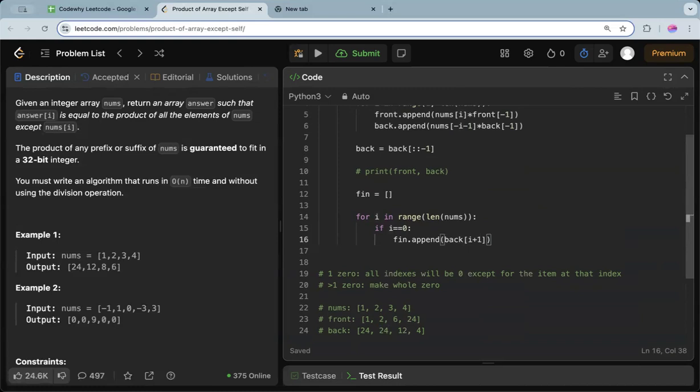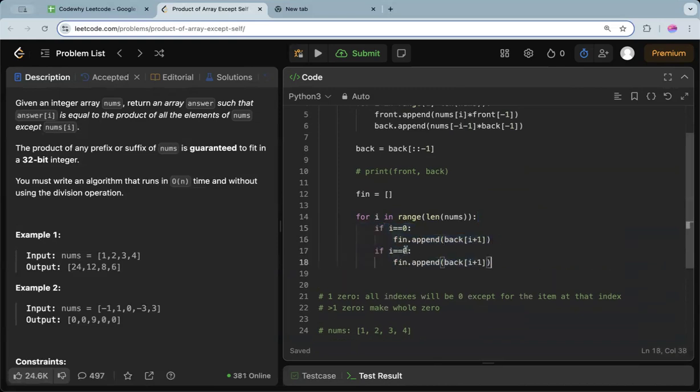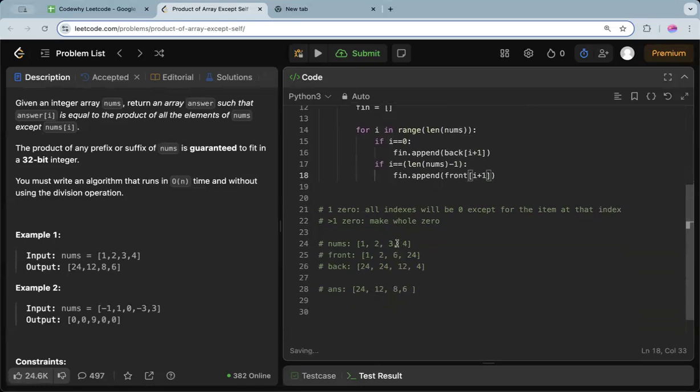So that is if it is the starting one. The other edge case is if it is the last one. So if len(nums) - 1, if it's the last item, then we need to find the product of everything that came before it and after it. The after is nothing much, so we'll just focus on the before, which is 6 in this case. To reflect that, we would need to do front[i - 1]. So we will look at the front and then whatever index we are looking at, which is the last index minus 1.